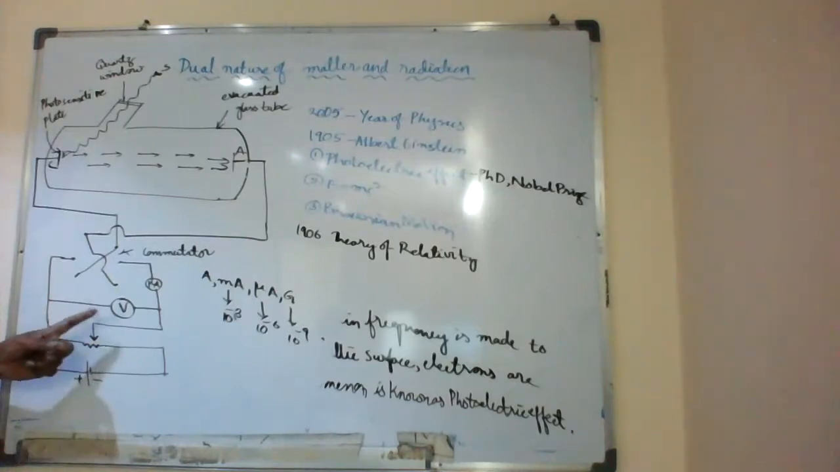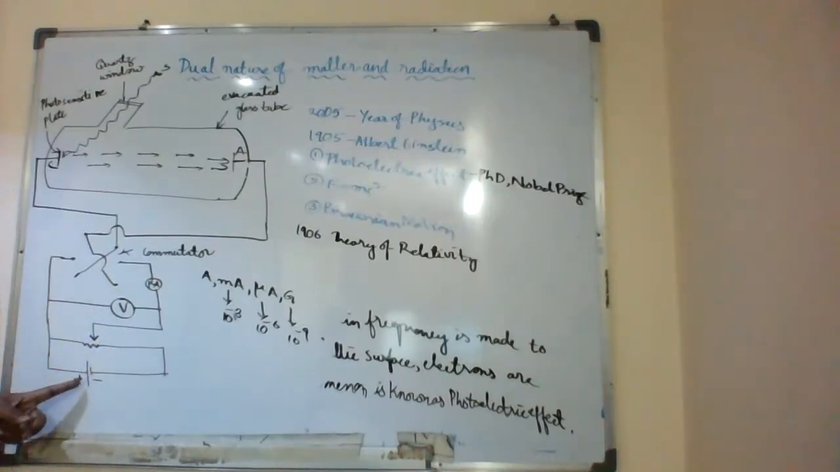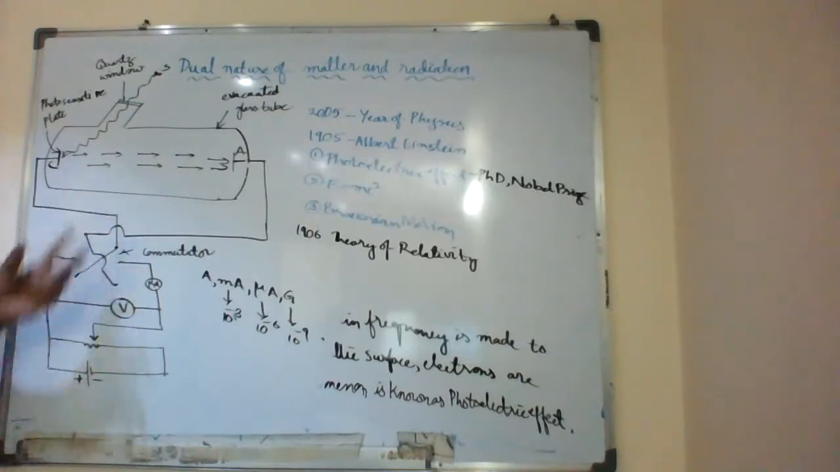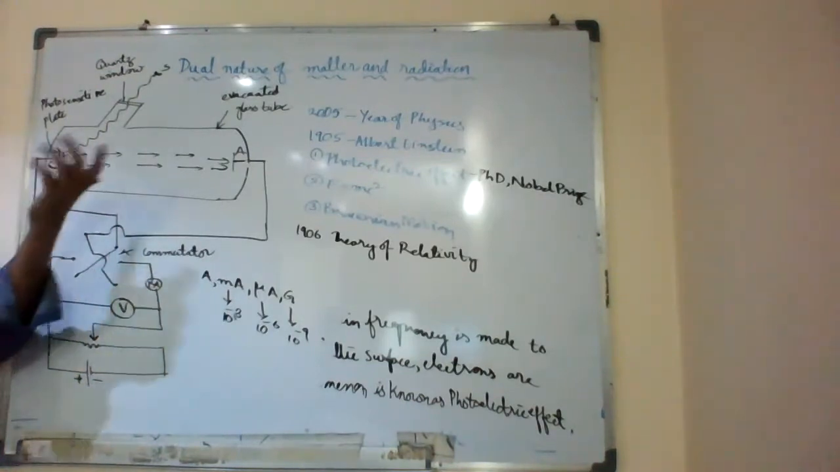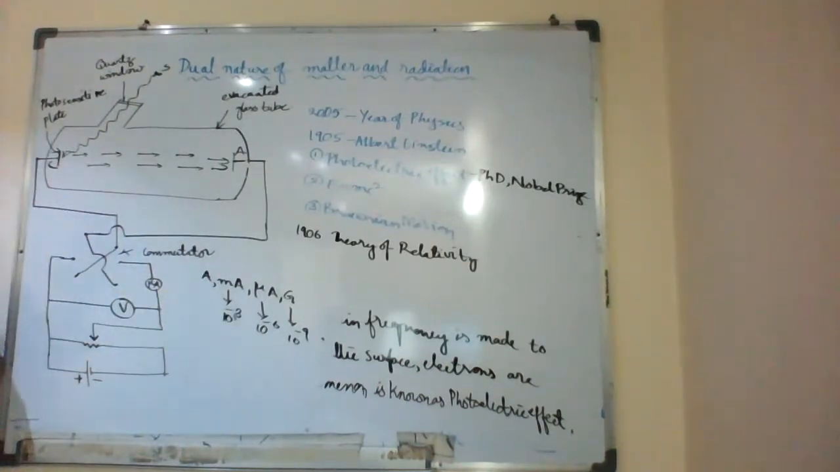Now, the voltmeter is connected in parallel. There is a rheostat here and there is a battery. Sir, why do we connect a battery here? The purpose is to make one plate negative and the other plate positive, only for that reason.